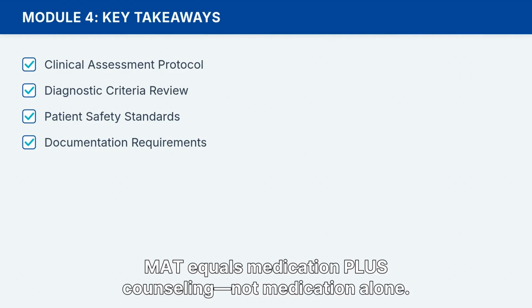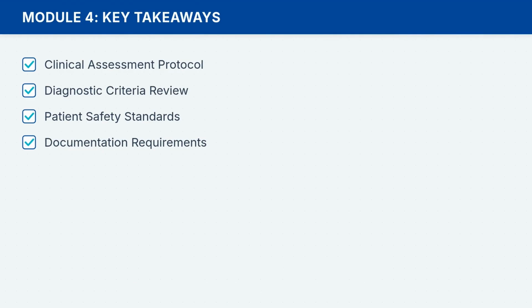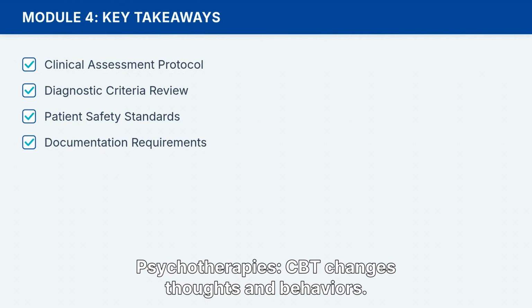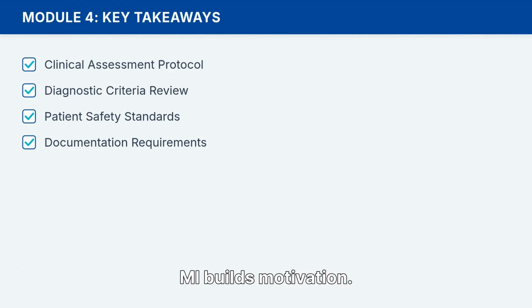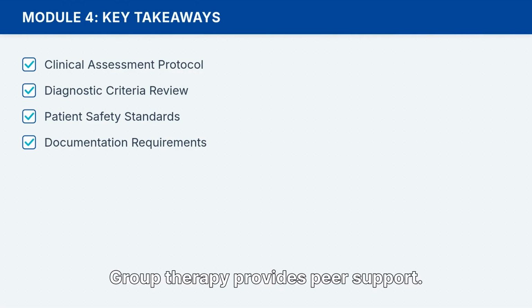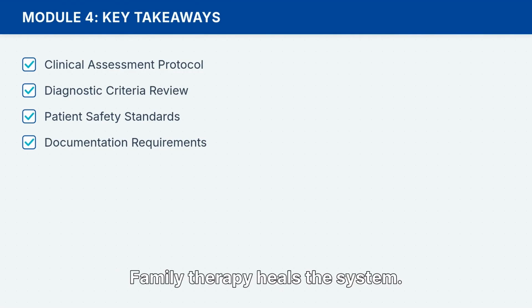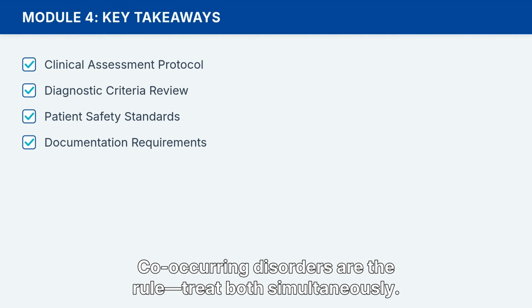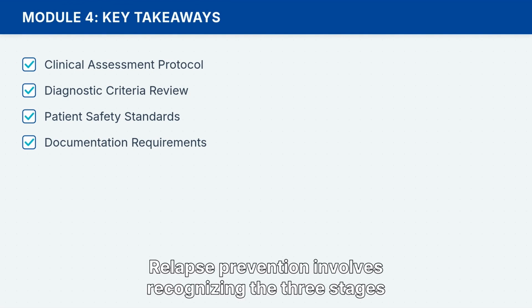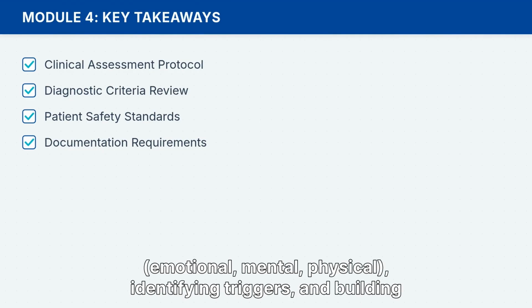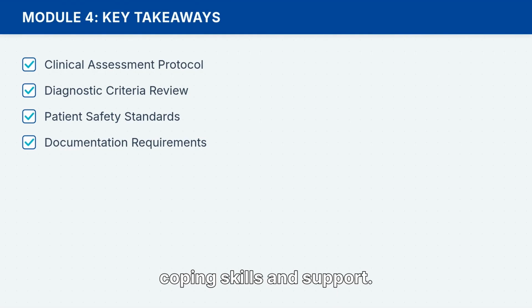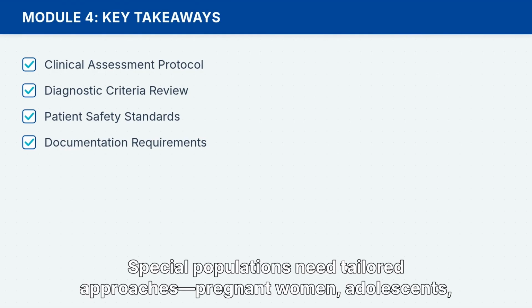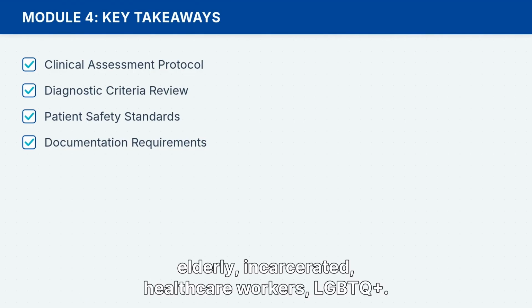MAT equals medication plus counseling, not medication alone. Psychotherapies. CBT changes thoughts and behaviors. MI builds motivation. Group therapy provides peer support. Family therapy heals the system. Co-occurring disorders are the rule. Treat both simultaneously. Relapse prevention involves recognizing the 3 stages: emotional, mental, physical, identifying triggers, and building coping skills and support. Special populations need tailored approaches: pregnant women, adolescents, elderly, incarcerated, healthcare workers, LGBTQ+.